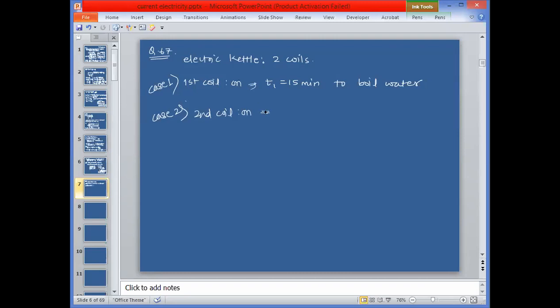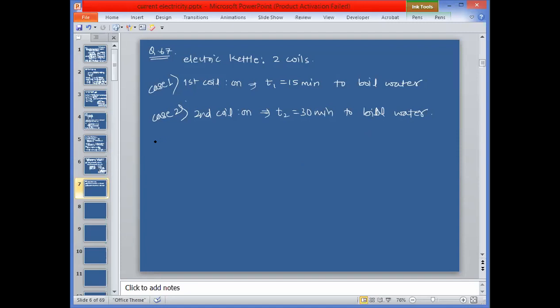It takes how much time? Let's say T2. It is given that it takes 30 minutes to boil the given amount of water. Okay. Then how long it will take to boil the water when both the coils are on?